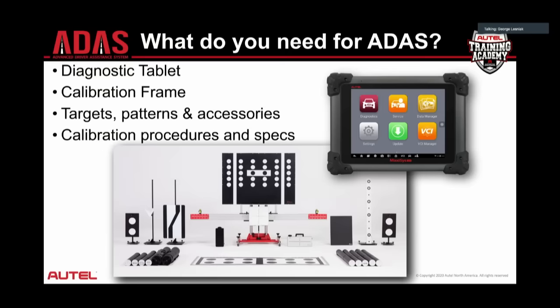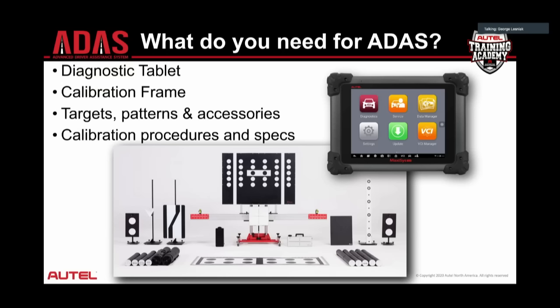And then finally, you need your work instructions, the calibration procedures and specifications that you might find in your service information system, whether that's an aftermarket system or OE service information, or in our case, in the diagnostic scan tool. Our ADAS software includes the illustrated step-by-step instructions with all the critical measurements necessary to help guide you through the calibration process.